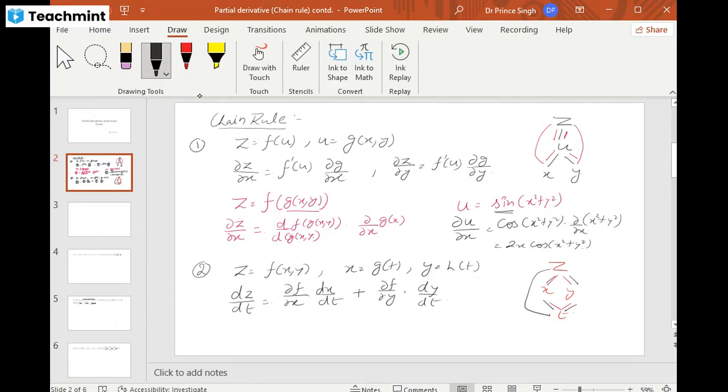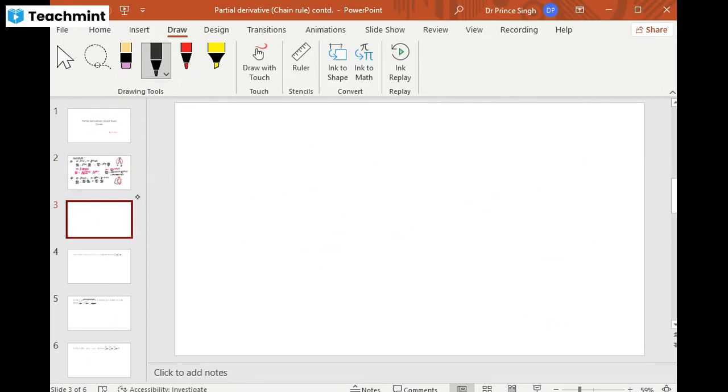So these are the two properties which we have already discussed in our last video. Now we come to the third case.